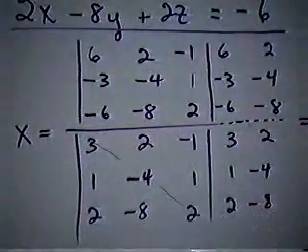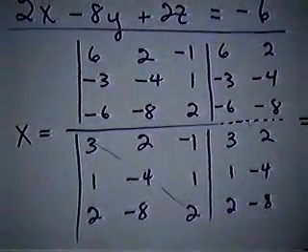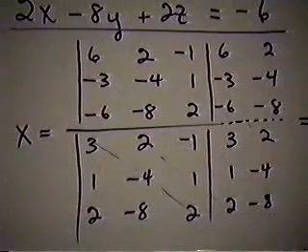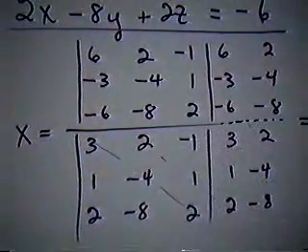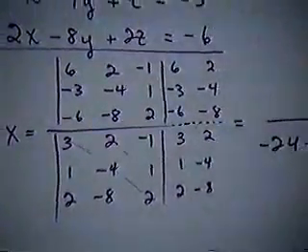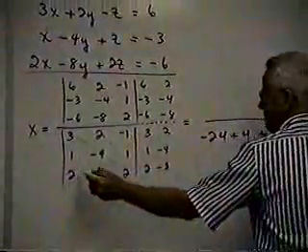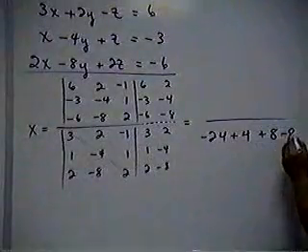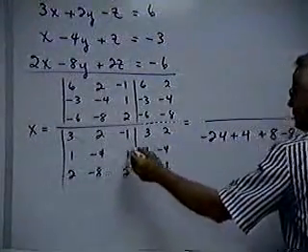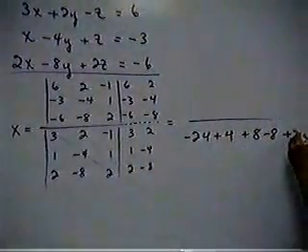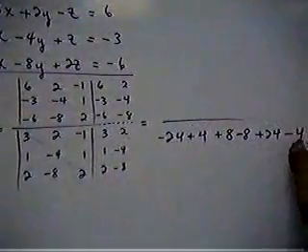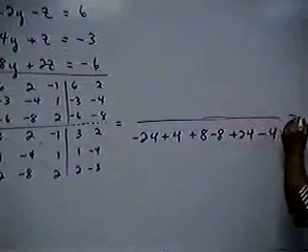Multiplying down is a minus 24. Multiplying down is a positive 4. Multiplying down is a positive 8. Okay, multiplying up is a positive 8, but we change the sign to a negative 8. Multiplying up is a minus 24, but we change it to a plus 24. Multiplying up is a positive 4, but we change it to a negative 4.